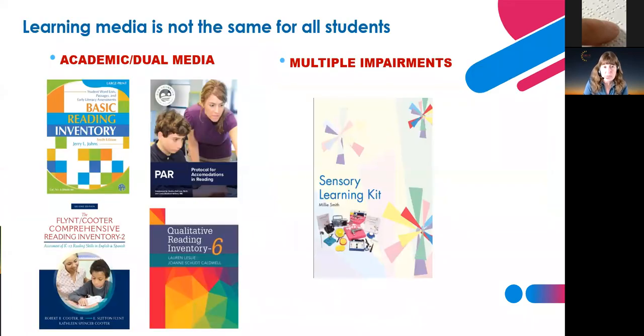So some of the tools that you can use to determine learning media are very different depending on the type of student that you are assessing. Students that are academic or dual media students, you can use things such as the Johns Basic Reading Inventory, the Flynt-Cooter Comprehensive Reading Inventory, and the Qualitative Reading Inventory. These are all books with passages, comprehension questions, and very specific, valid, reliable tools for testing reading. We have all of them in our loan library, so you can check them out on our website if you like.